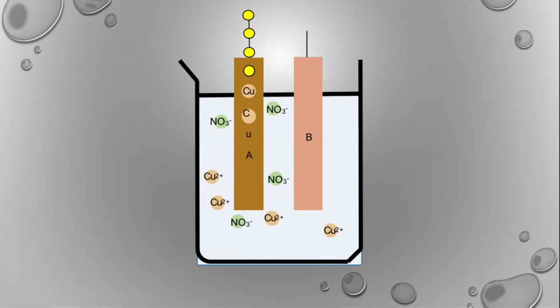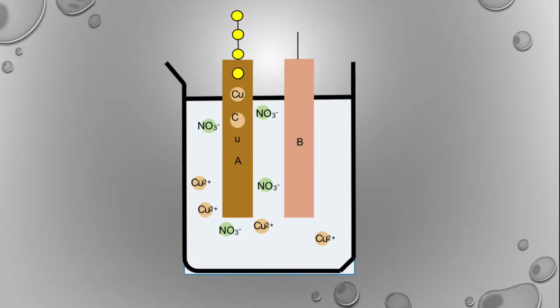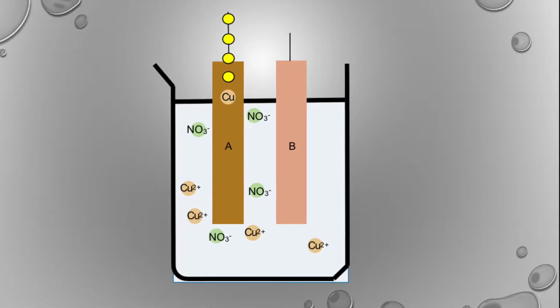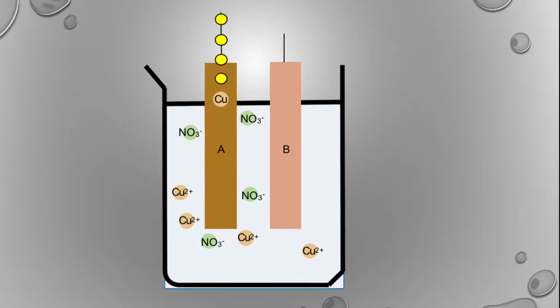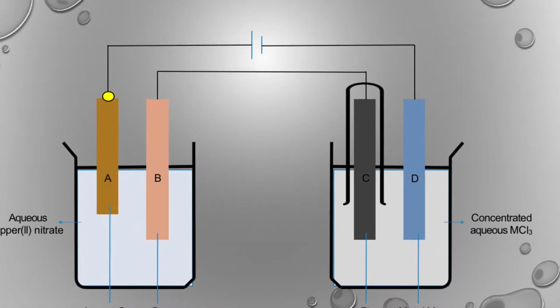So when more Cu is oxidized, A would actually decrease in size, and with fewer Cu atoms to hold together the whole structure of the anode, the impurities will start falling out. So let's take a macro view at what's happening over here.